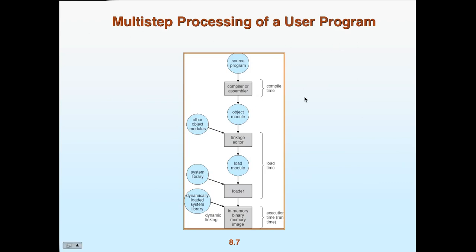So here's the abstraction of what it would look like if you had a multi-step processing of, let's say, a user program or a program.